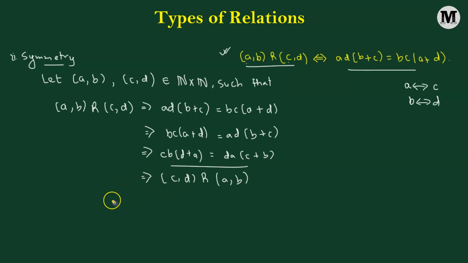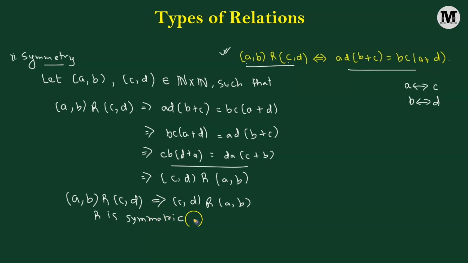Now the whole reason for doing this is we started out by considering that (A, B) is related to the ordered pair (C, D), and we were able to show that (C, D) is also related to (A, B). Now what does this tell us? This simply tells us that R is symmetric. So R is a symmetric relation on the Cartesian product of N with itself.